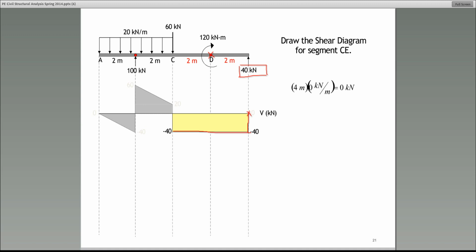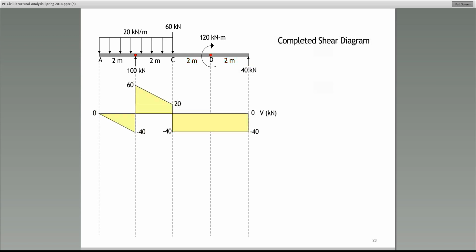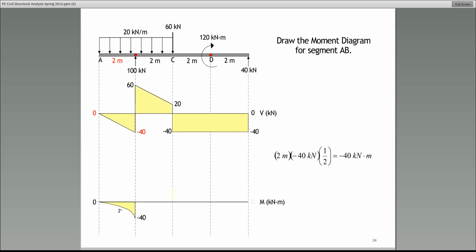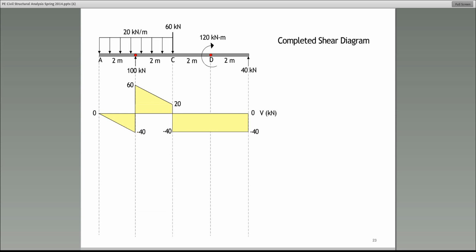All right. Now, next thing I want you to do is to help me. This is the complete shear diagram, and the next thing I want you to do is help me draw the moment diagram. Once again, I hope that everybody is participating in this because it's important. And it's really not that difficult, all right?